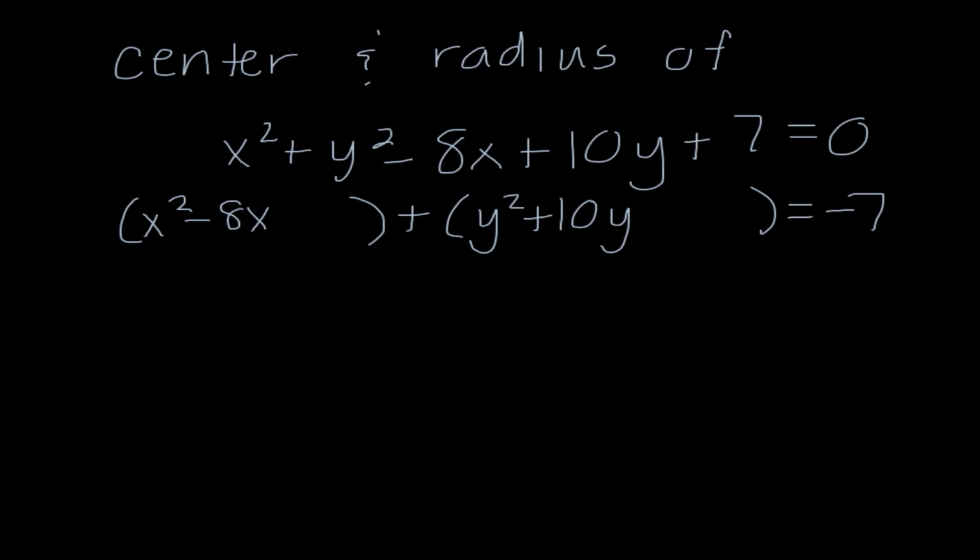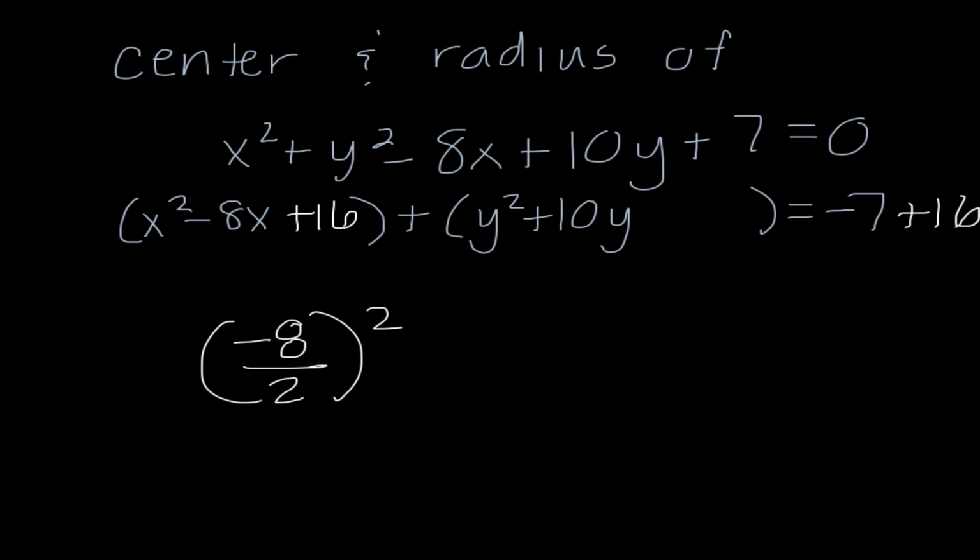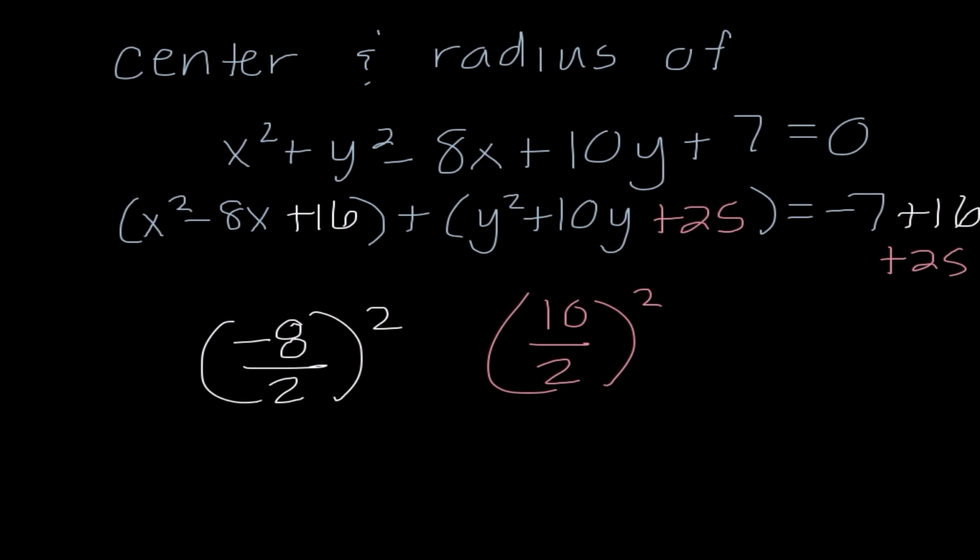So in order to complete the square, I'm taking -8, dividing it by 2, and squaring it, which would be 16. So I'm going to add that to both sides. And then I'm going to take 10, divide it by 2, and square it, which would be 25. So I'm going to add 25 to both sides. Okay, now I'm going to erase my work here.